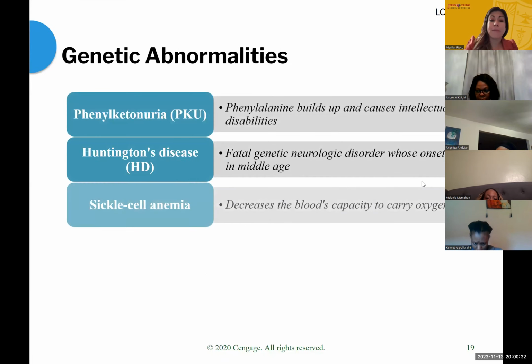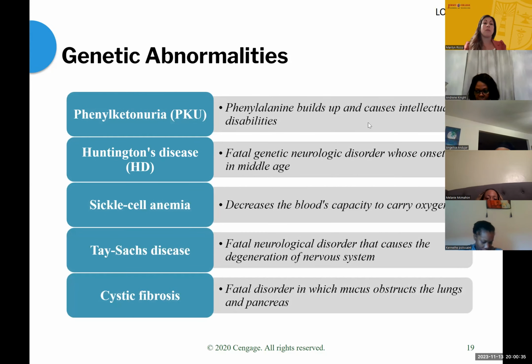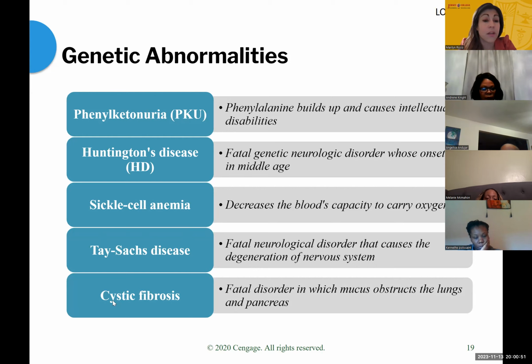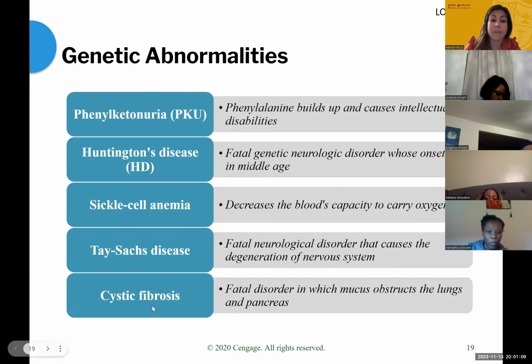So some genetic abnormalities are what we call phenylketonuria, PKU. The phenylalanine builds up and causes intellectual disabilities. Huntington's disease is a fatal genetic neurological disorder whose onset is in middle age. Sickle cell anemia decreases the blood's capacity to carry oxygen. Tay-Sachs disease is a fatal neurological disorder that causes the degeneration of the nervous system. Cystic fibrosis is a fatal disorder in which mucus obstructs the lungs and pancreas.